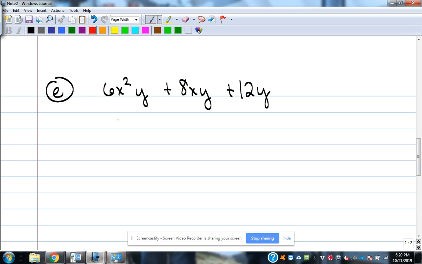What else do they have in common? Everybody has how many y's? 1 of them. So we'll pull 1 y out. Now the tough part, get what's left in the parentheses.